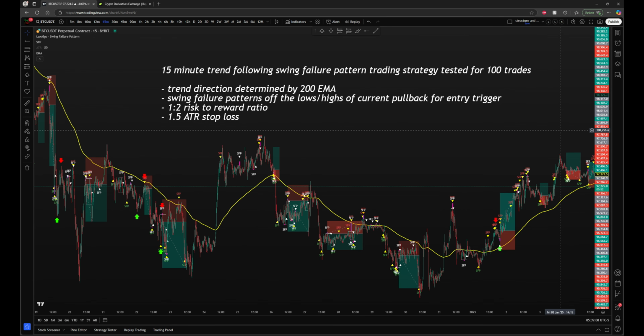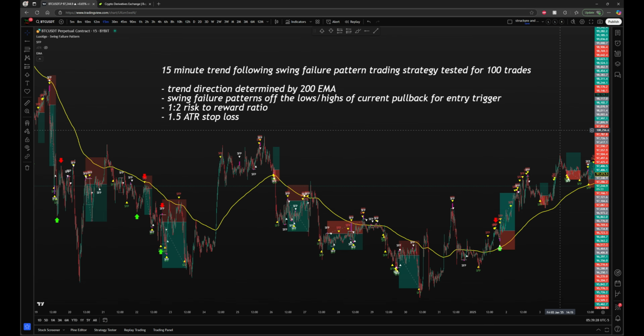Welcome. This is a 15-minute time frame trend following swing failure pattern trading strategy tested for 100 trades. So basically we're finding out how well swing failure patterns work when used in the context of a trend. For that trend, we're going to be using a 200 period exponential moving average.